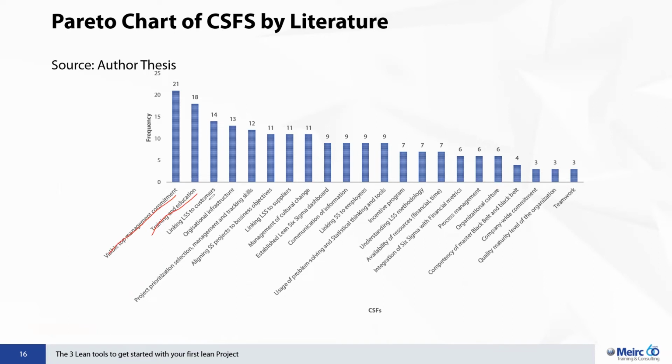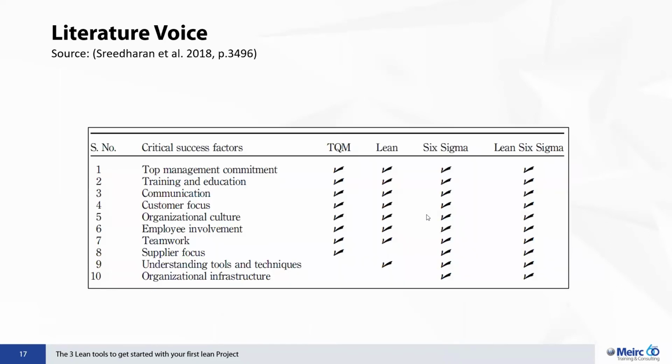Capturing the voice of the customer, and then the organizational infrastructure within the organization. All of them are important, but if you want to look at the most frequent findings by literature and by research in the field of Lean Six Sigma, these were the critical success factors. Now, let's look at what literature has highlighted in different methodologies.